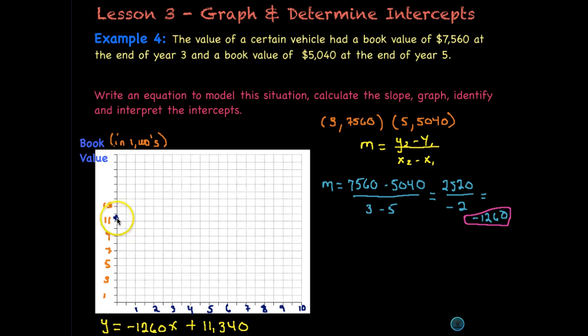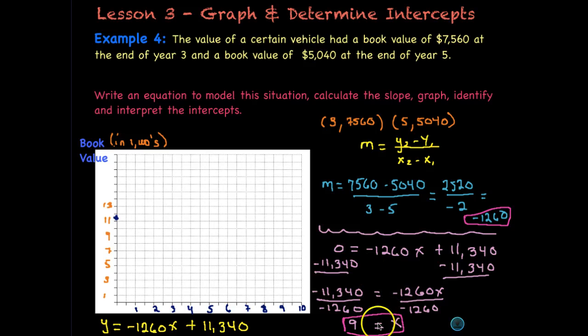Here's my equation, and I've went ahead and plotted my y-intercept. I've changed my scale so that it can fit. Here is approximately 11,340. I have 2 other points that I can plot on here if I want, but I'm going to go ahead and find the x-intercept just so that my equation or my line is precise, and then I can interpret my intercepts better. So remember how to do that. What I need to do is plug in a 0 for y and solve. So when I solve for x, that will tell me what my x-intercept is.